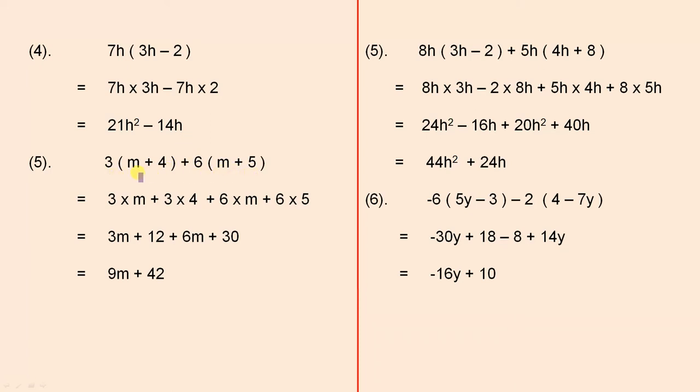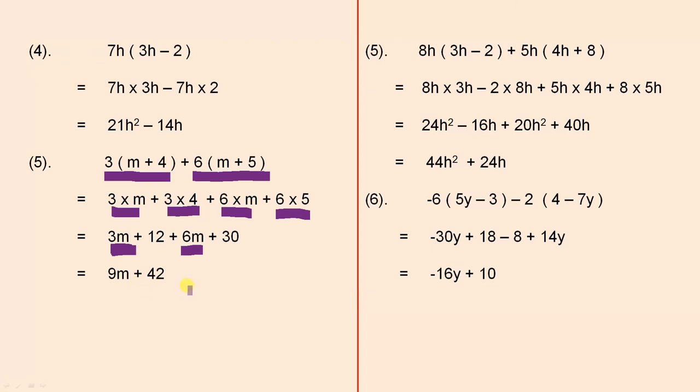This expression here, we've got two sections to it. You're allowed to have that. You just do each of them separately. 3 times m plus 3 times 4 plus 6 times m plus 6 times 5. When you multiply each of those together, take your time, you get that. Now to add the like terms, 3m plus 6m is 9m, and 12 plus 30 is 42.